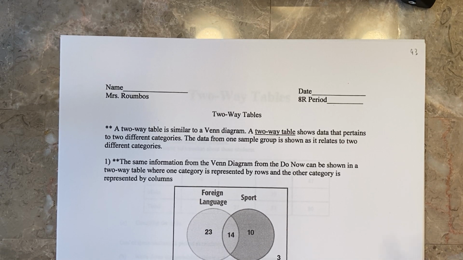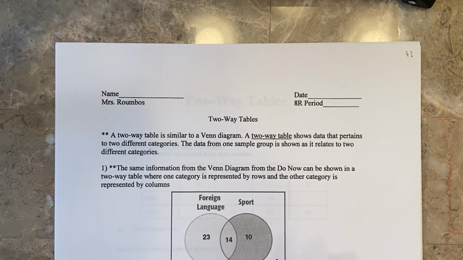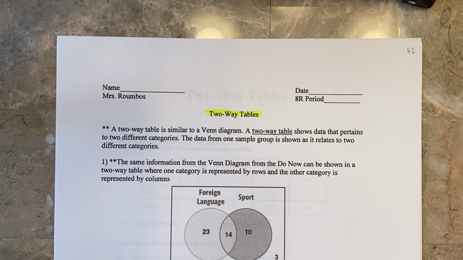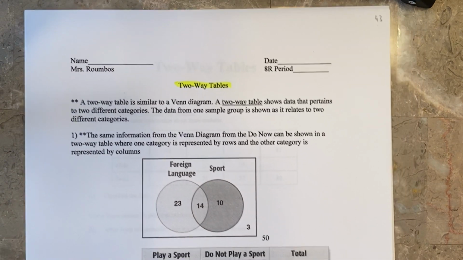This is a video for lesson day number 93, and it's something called two-way tables. So at this point, you actually already watched the Edpuzzle video on two-way tables, so you should be a little bit more familiar about what they look like, how to complete them, and how to do the math to get all the missing numbers.